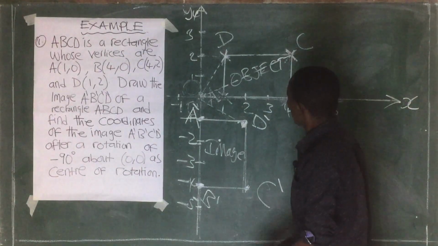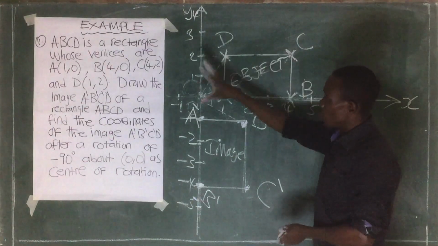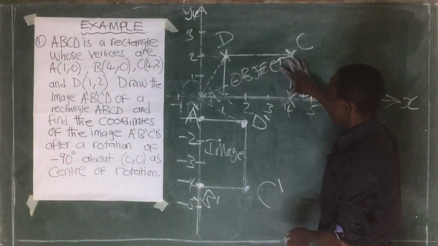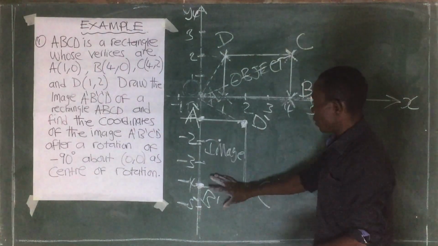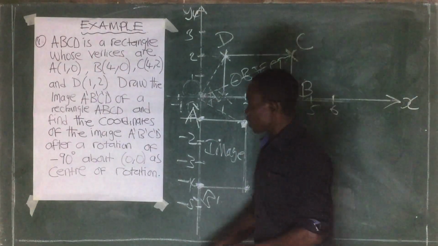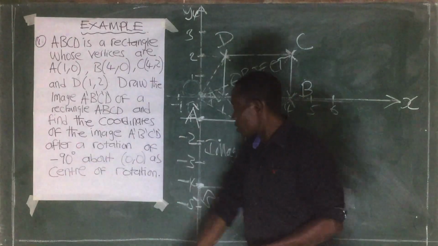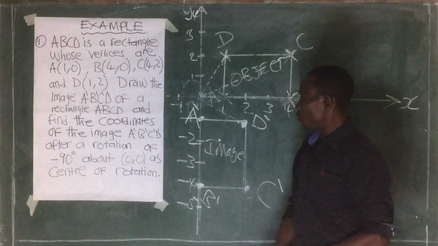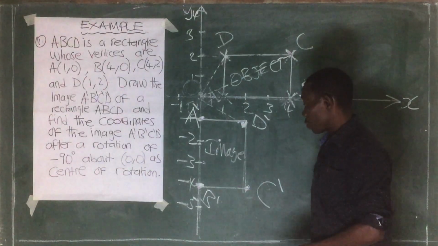Well, successful. This is our object. I'll just go through what it means, what we have had here. This is the object defined by these coordinates here. And this is the image, the result of the action taken in relation to negative 90 degrees, with the center of rotation being 0, 0.